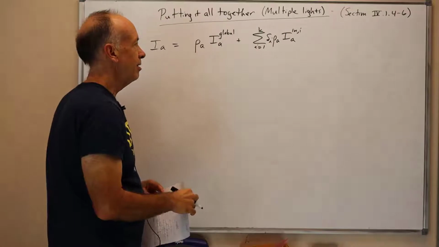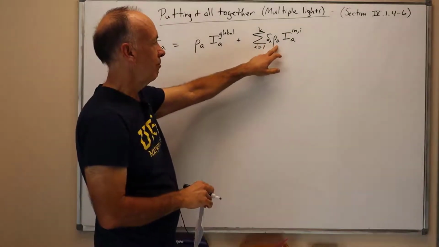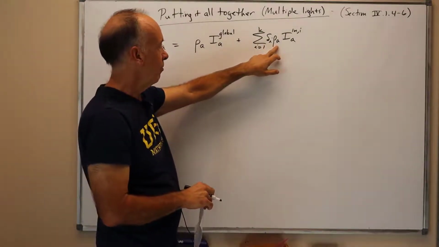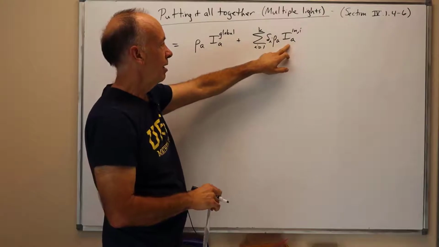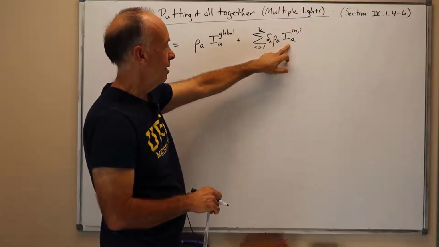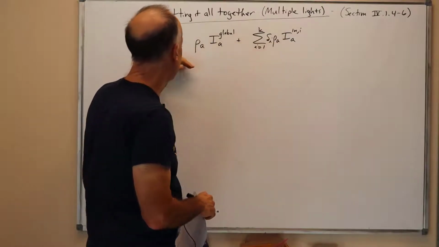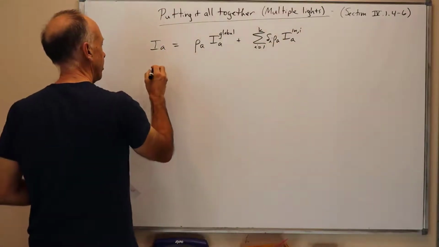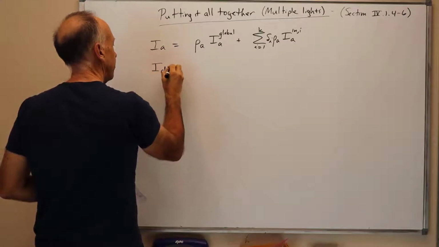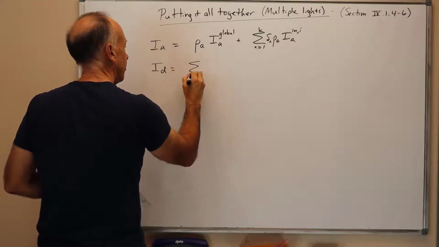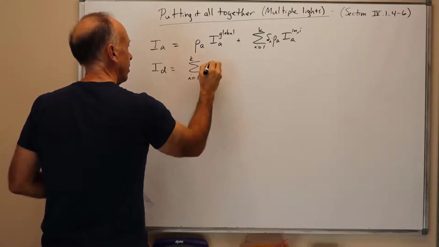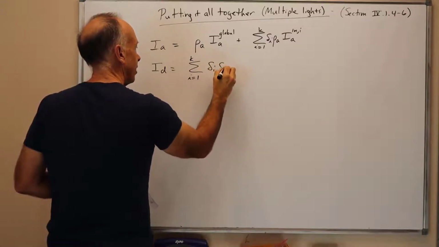So we take the distance attenuation of light i times the reflectivity coefficient for the surface times the incoming ambient light for light i, and we sum those up, and that gives us the overall ambient light component. I_D will be the summation from i equals 1 to k of δ_i prime.